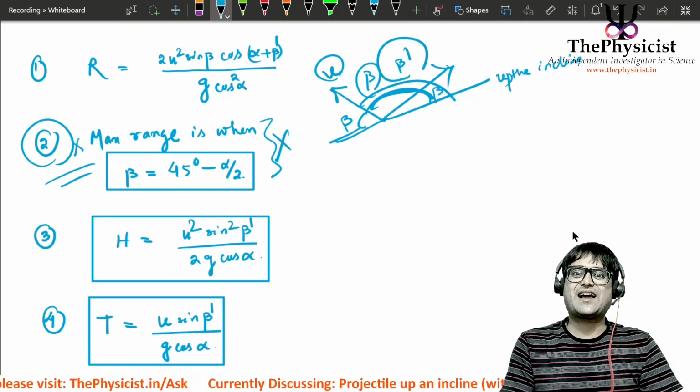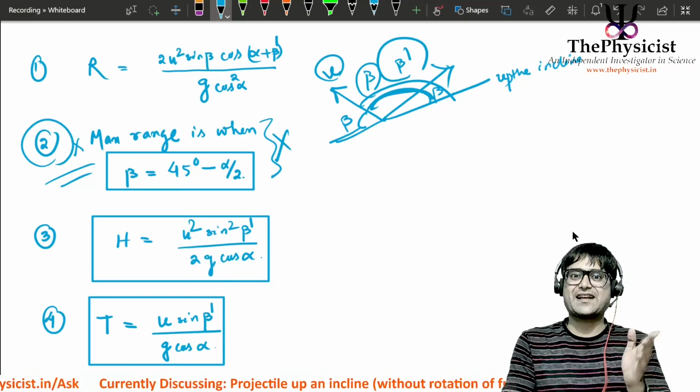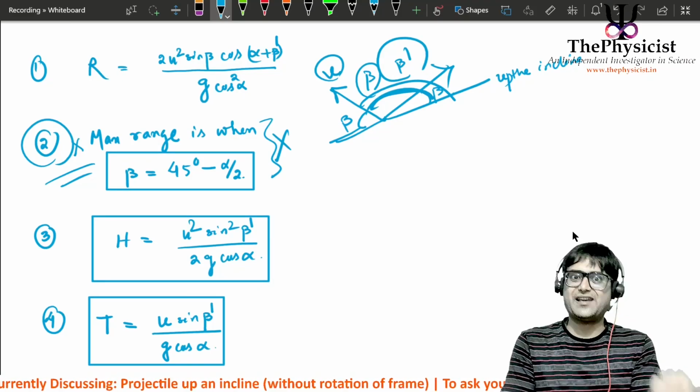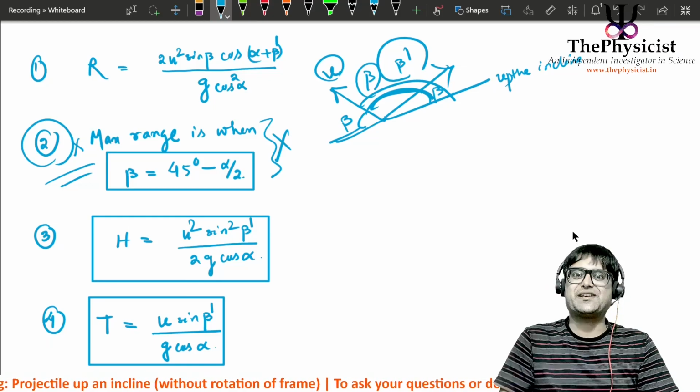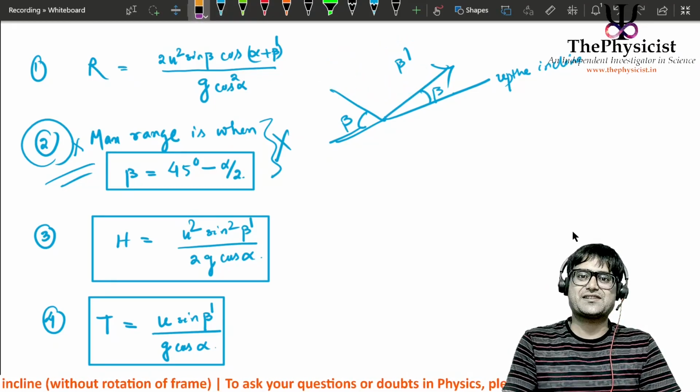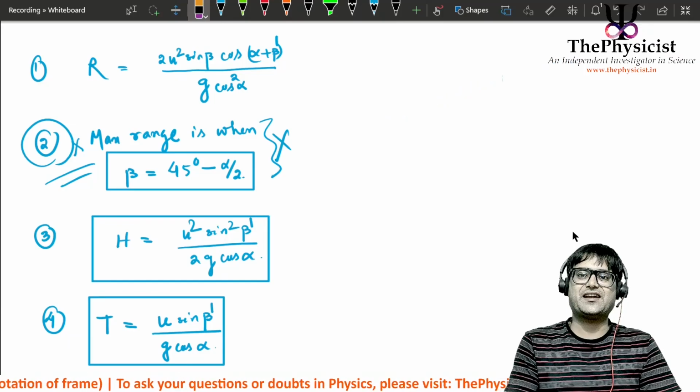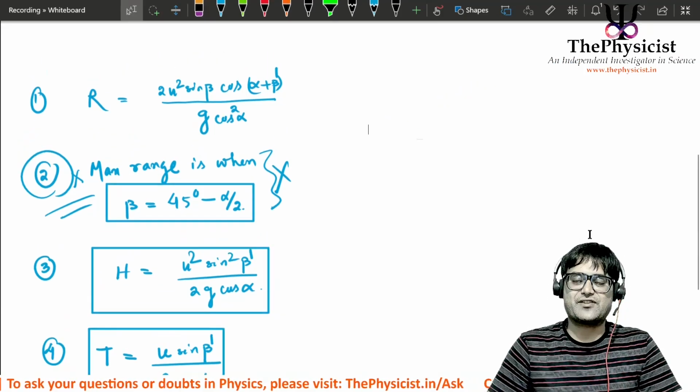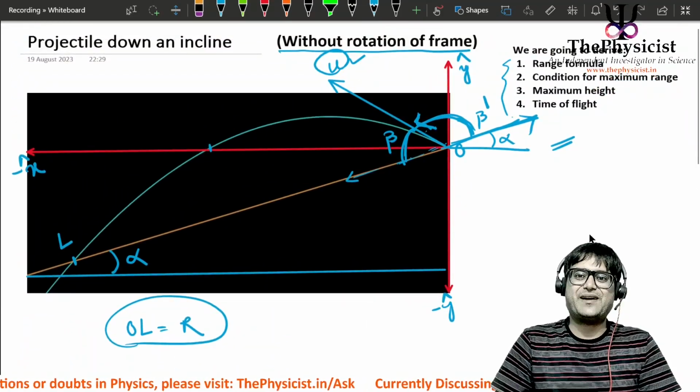So since now the angle that we used to take previously as beta is now beta dash, change all the expressions here to beta dash. That's it. That's the technique. And then we will simply go and derive the things. But what is beta dash?